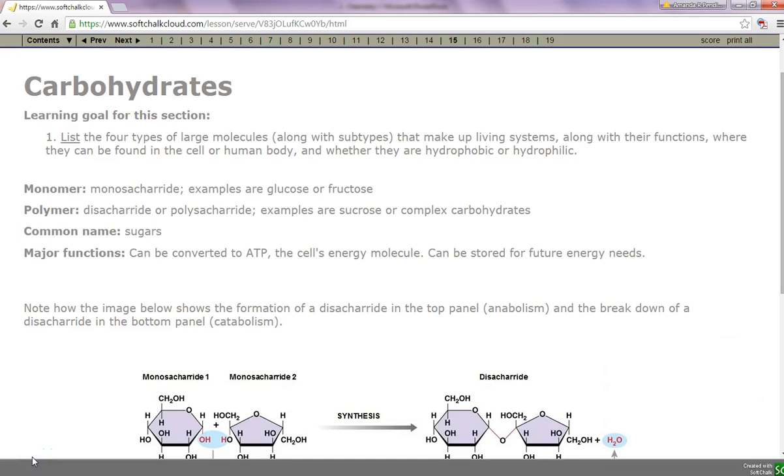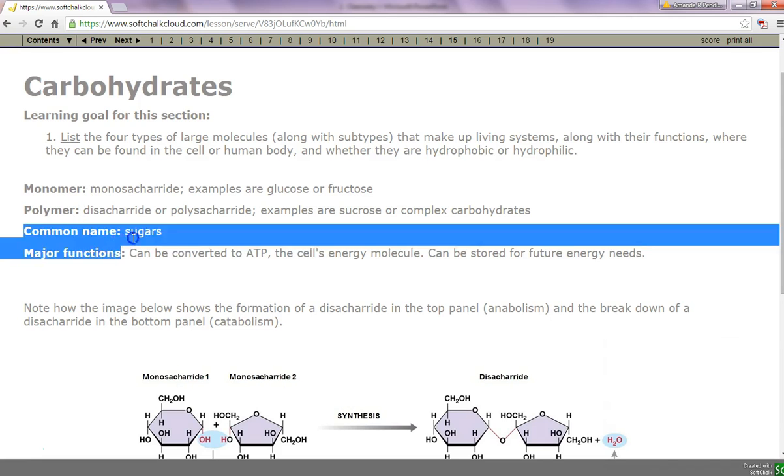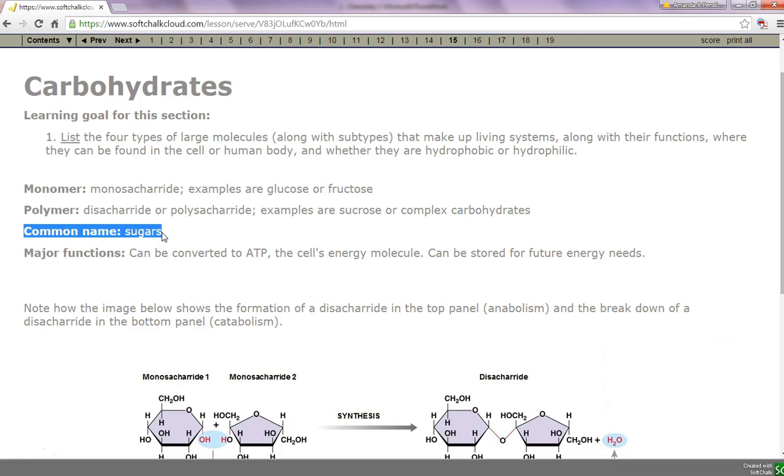Okay, so in this section we're going to talk about carbohydrates, and I would imagine that you've heard the word carbohydrate before. Let's talk a little bit more about them. Now for each of these macromolecules we're going to identify what the monomer is and what the polymer is, and you may commonly think of carbohydrates as sugars. Okay, so that may be where you've heard them before.